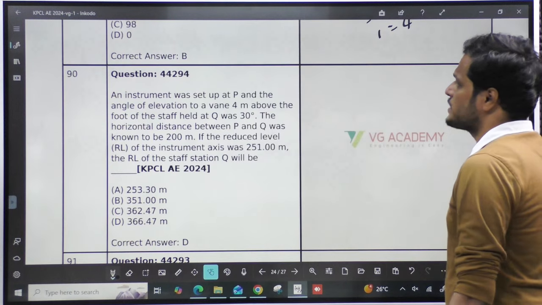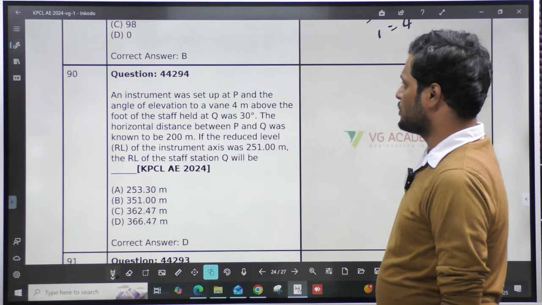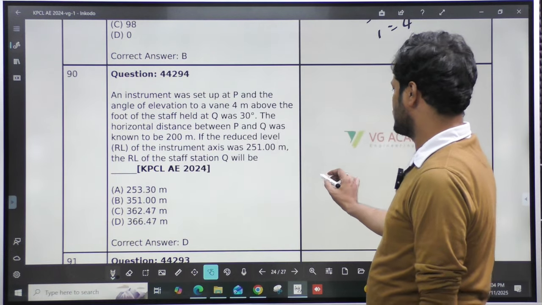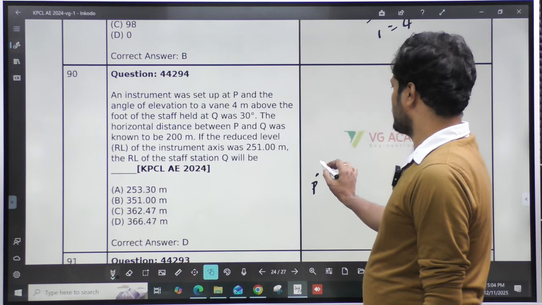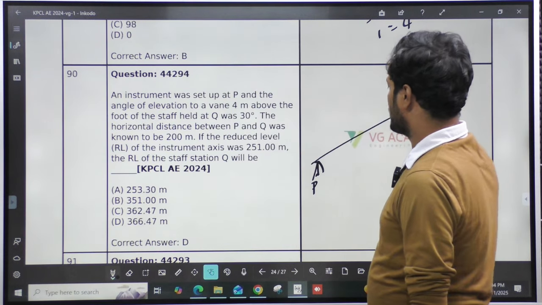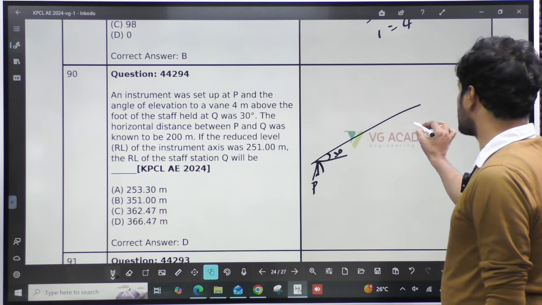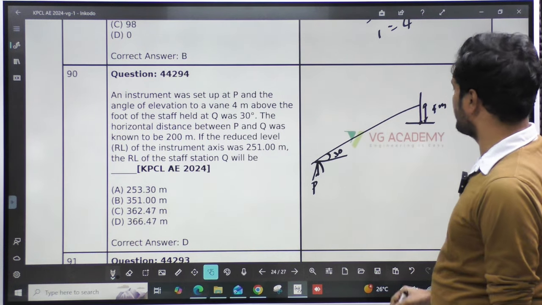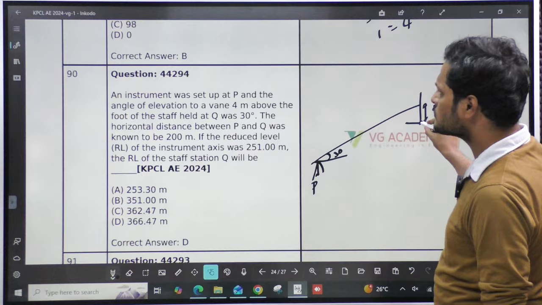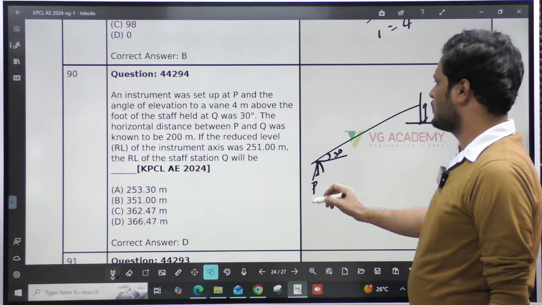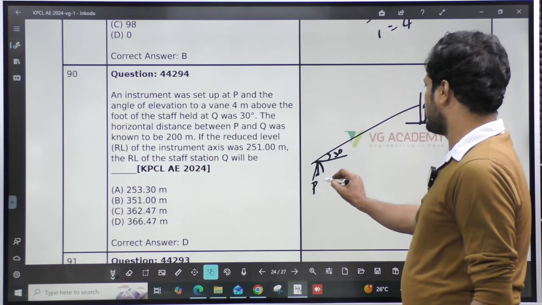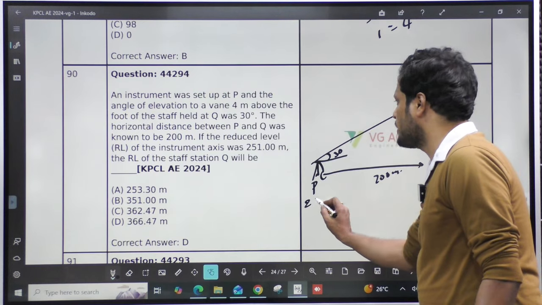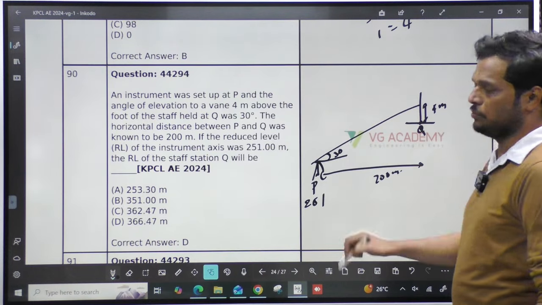Next, an instrument was set up at P and the angle of elevation to a vane 4 meter above the foot of the staff at Q was 30 degrees. Set up at P, and at a 30 degree angle, a vane which was 4 meter from the foot of the staff is held. The horizontal distance between them is 200. If the reduced level of P is 251, what is the reduced level of Q?